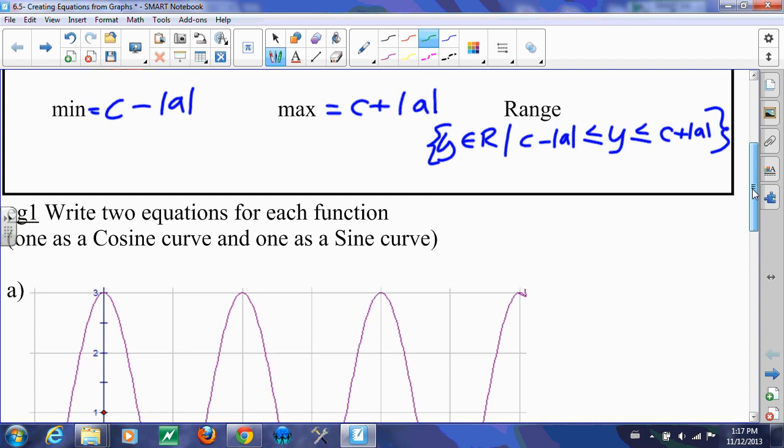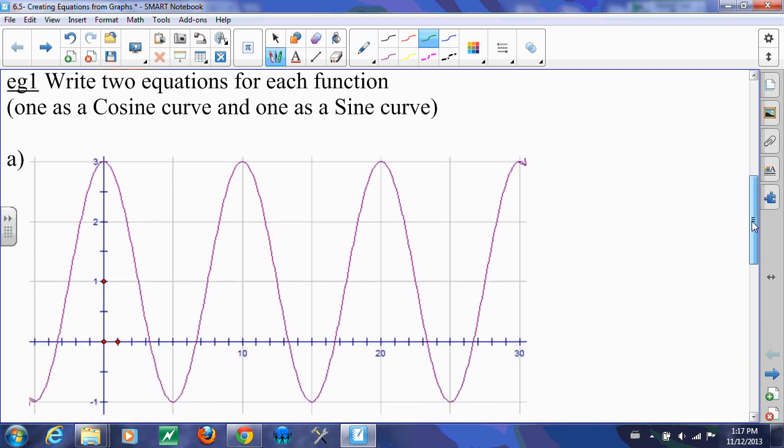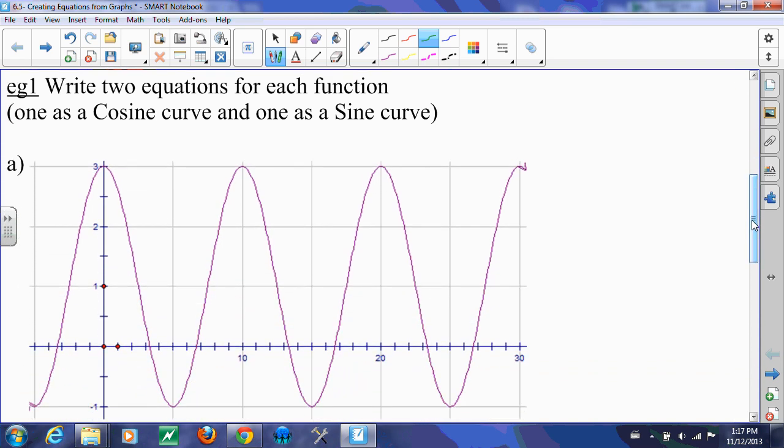Let's take a look at our first function, and it's in graph form. From a graph, you should be able to decide what looks easier, the cosine curve or the sine curve, to start with. What I notice is when I look at my start here, I'm at my maximum and I am starting with my maximum. Which base function starts with that? That is your cosine. So let's start with cosine.